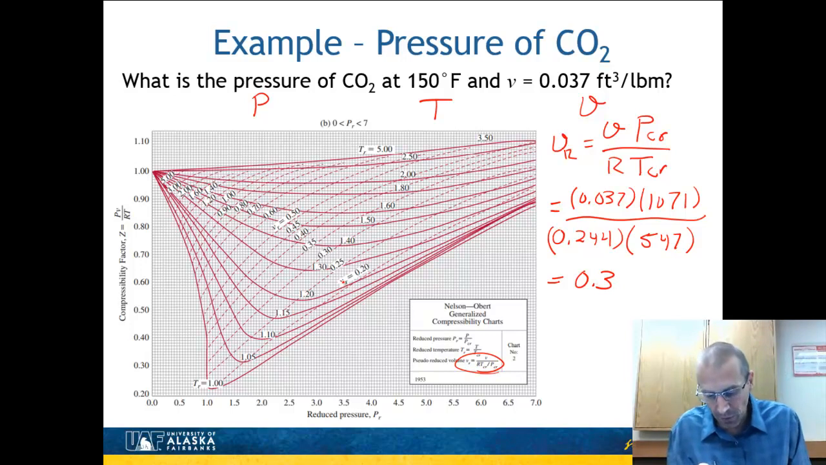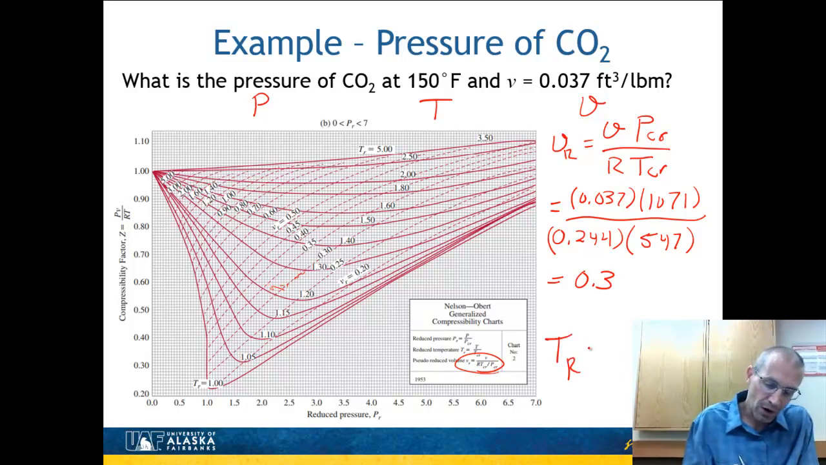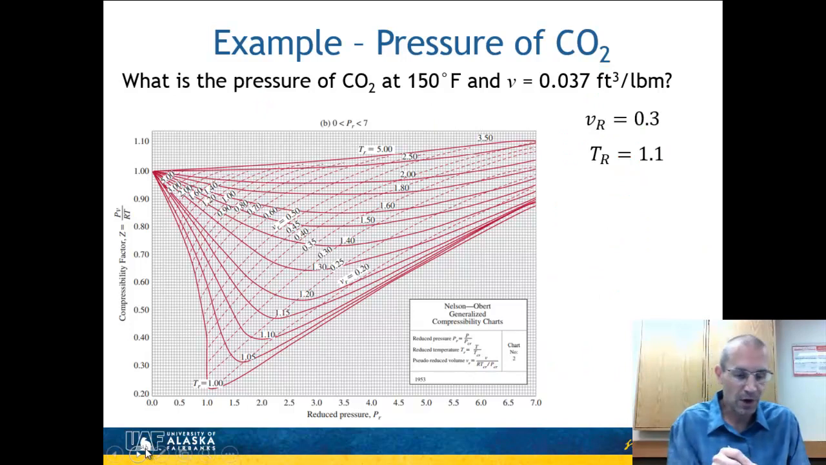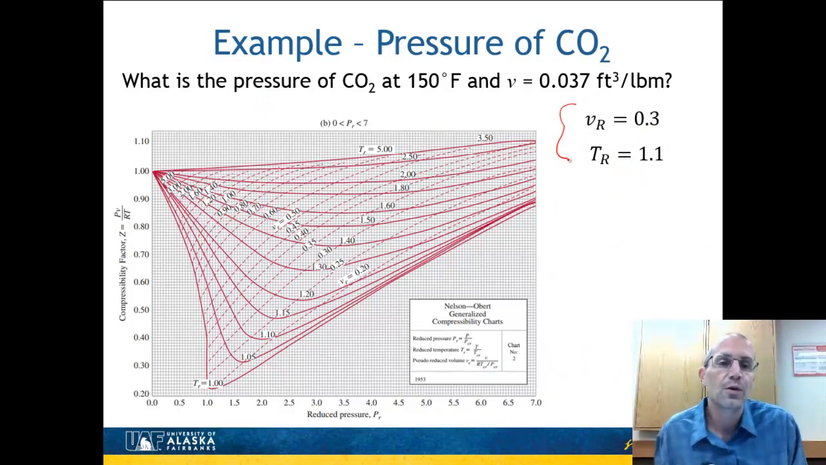So that means that if I look on the dashed lines, this one right here is my 0.3 line. And the other thing to remember is TR previously was equal to 1.1. So here we go. We've got a reduced volume of 0.3, a reduced temperature of 1.1, and I'm going to look at where those intersect on this diagram. And it looks like it's about right there.